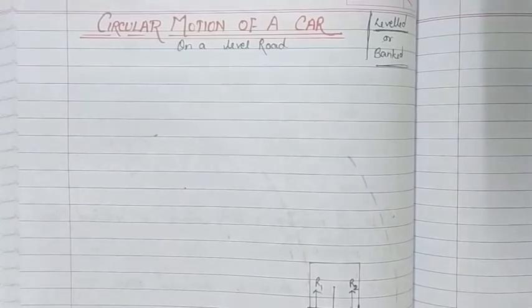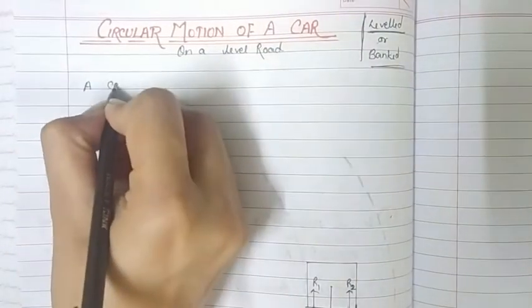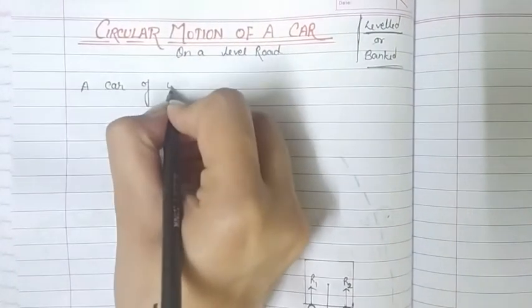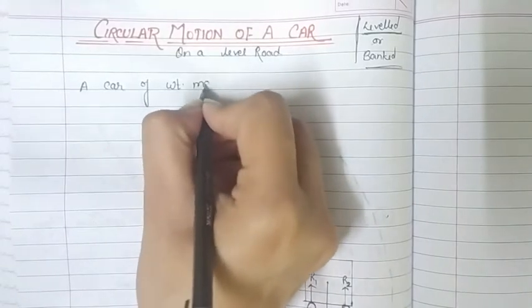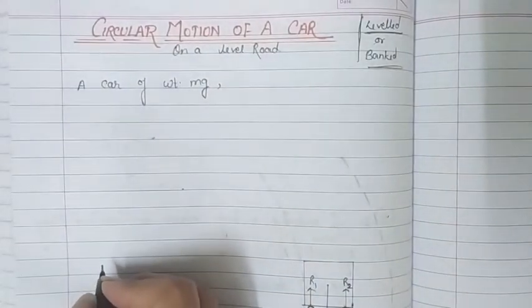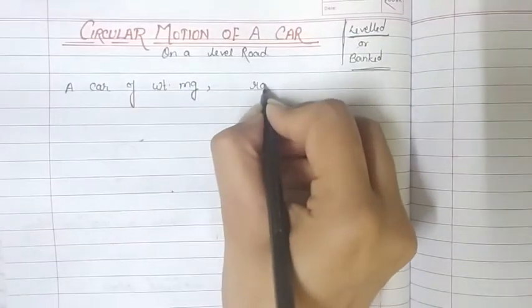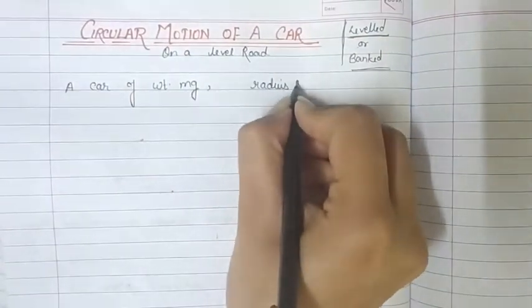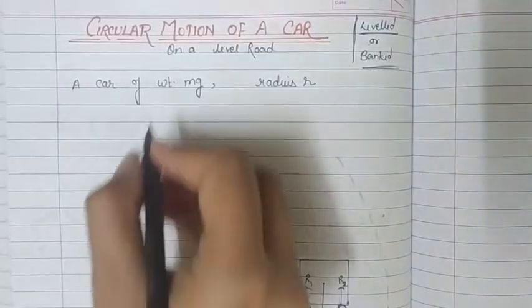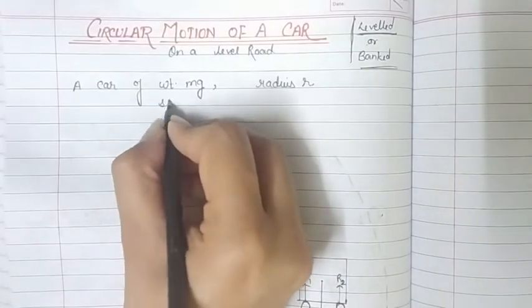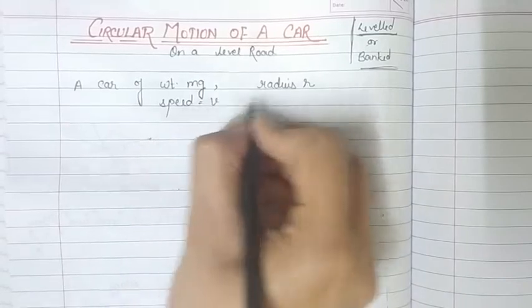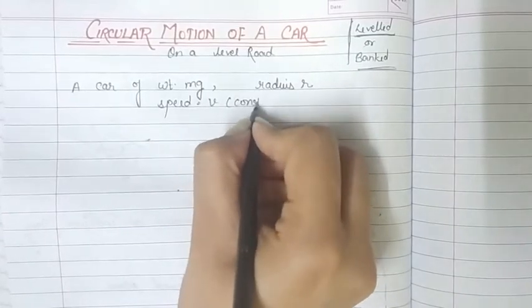So what are the assumptions we have here? We have a car of weight mg moving on a curved or circular level road of radius r, and the speed with which that car is moving is constant and is equal to v. These are the assumptions we have.